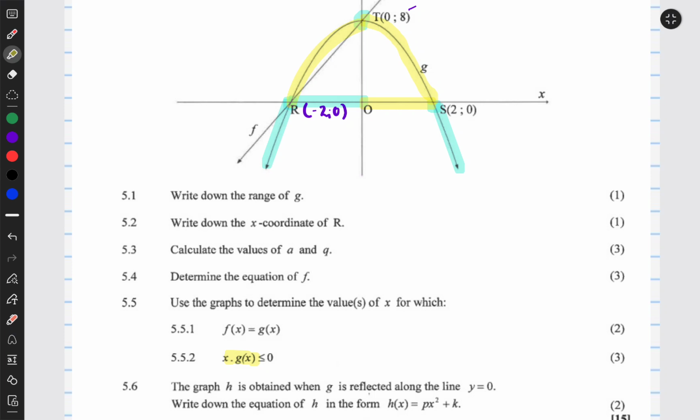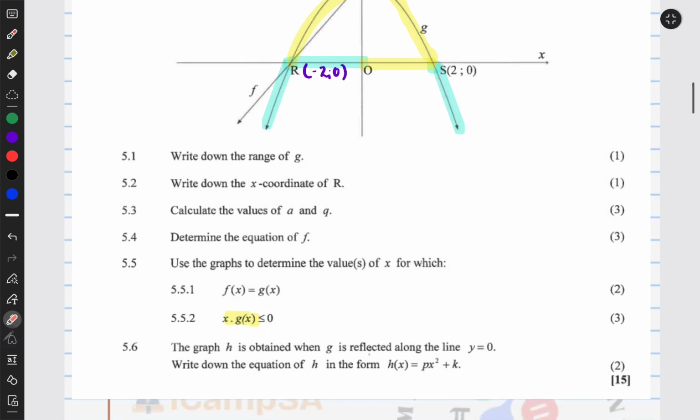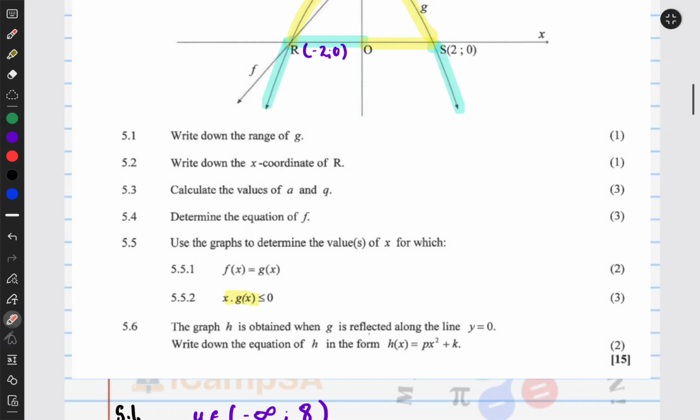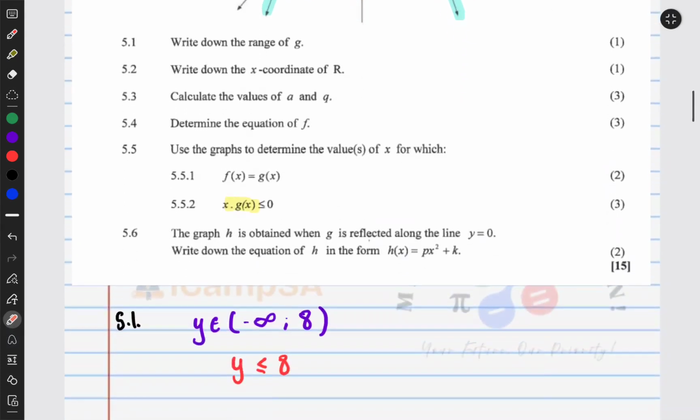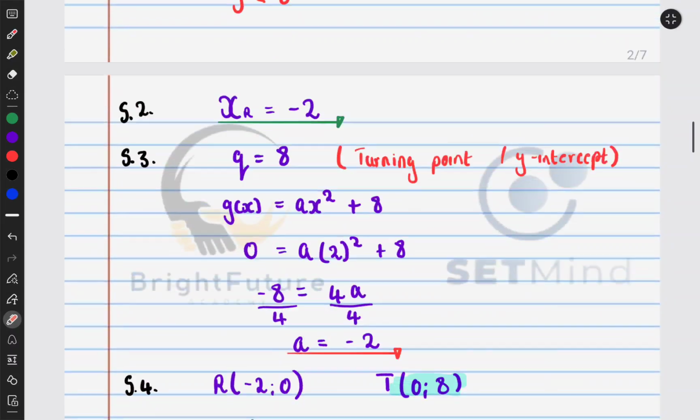So it's essentially the intervals from here, from negative infinity to r, and also from r to 0, and then we jump, and then we have s, and then from s going forward, from the coordinate s going forward, we just have to put that in. Okay, I hope you do understand what we are dealing with here.